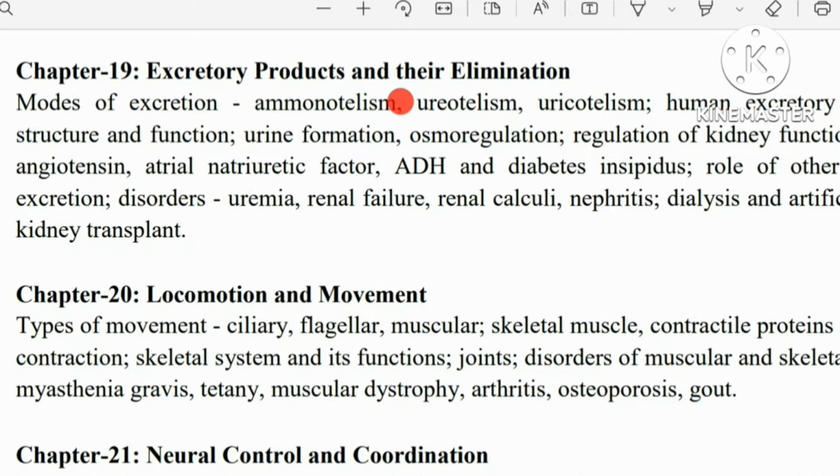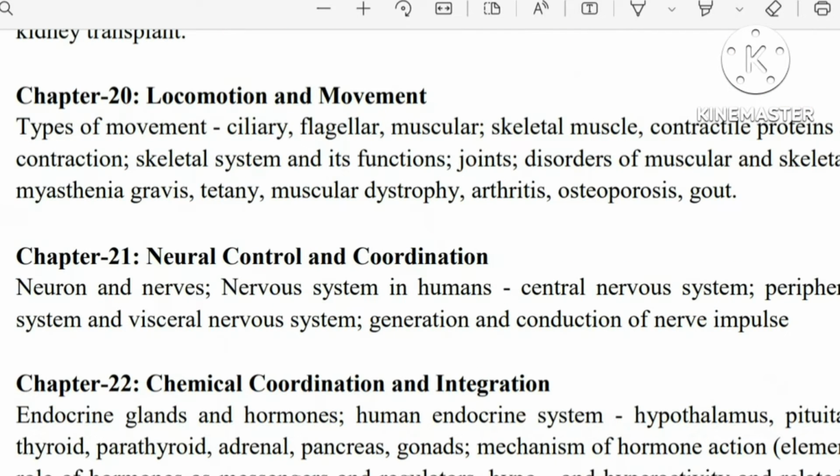Chapter 19, excretory products and their elimination. That means what are the different types of excretory products and how the kidney functions and what are the disorders related to excretory system. Then chapter 20, locomotion and movement. That means the different types of movement. Then the disorders of muscular and skeletal system, how the muscle contracts. All this will be dealt in this chapter 20.